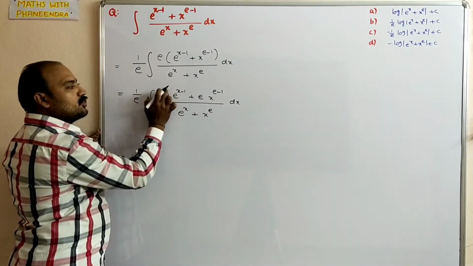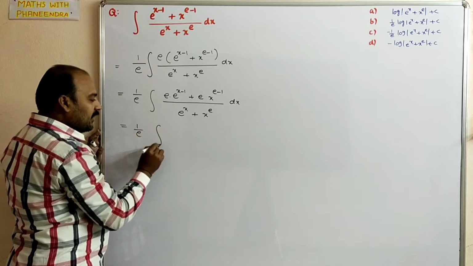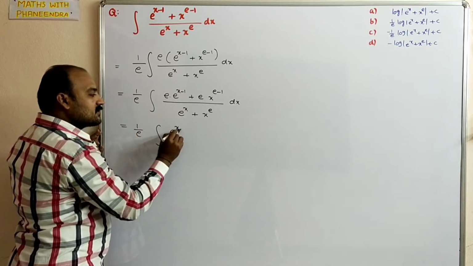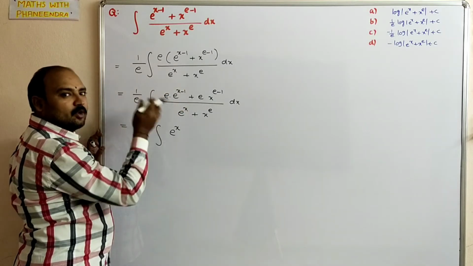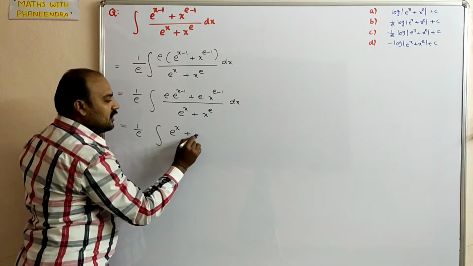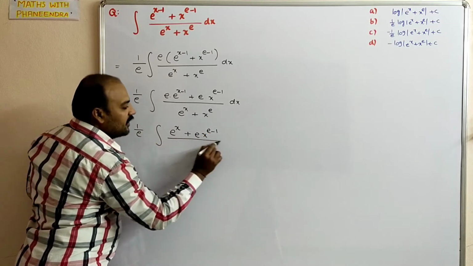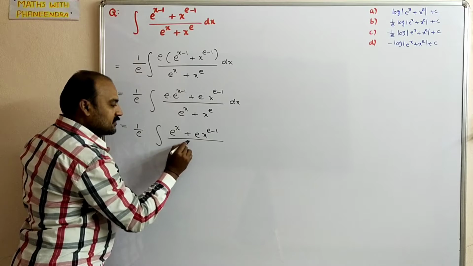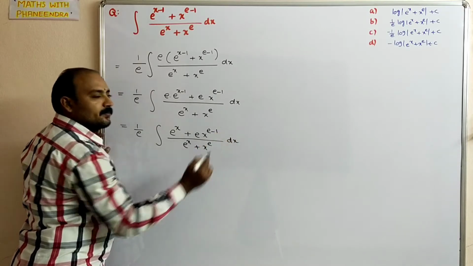Bases are equal, power should be added. It becomes 1 by e integral of (e^x. Here e means e^1, plus 1 minus 1 gets cancelled, bases are equal, power should be added, plus e times x^(e minus 1)) whole divided by (e^x plus x^e) dx.